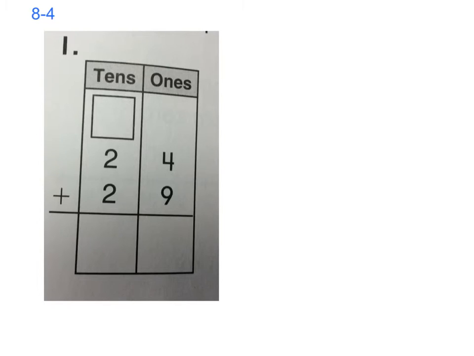Since we can't write a two-digit number in the ones place, we write the 3 in the ones place and carry the 1 to the tens place. Then we need to add all the numbers in the tens place. Make sure you add all of them. We add 1 plus 2 plus 2, which equals 5, and we write that number under the tens place. So 24 plus 29 equals 53.